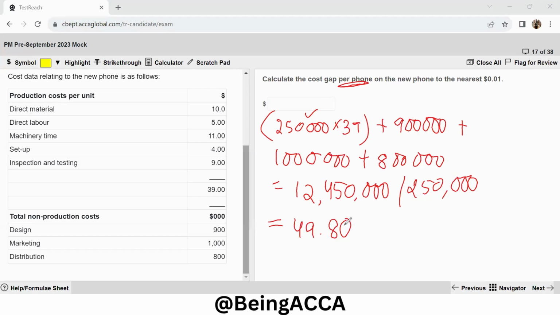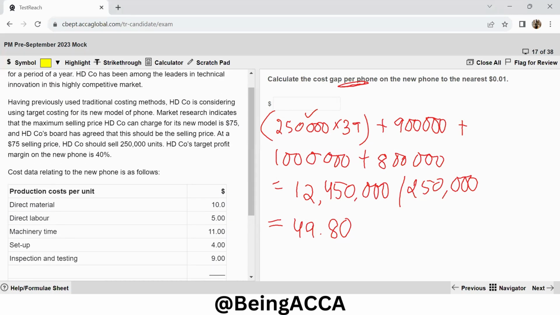Now, let's see what is my target cost. So it was mentioned over here that we want our margin to be 40%. This was our margin. This is what we target to have. So what will be the target cost? Target cost will be nothing but 60%, right? So if we are selling it at 75, so that means 75 into 1 minus 40% will be my target cost of producing. So this comes out to be 45.